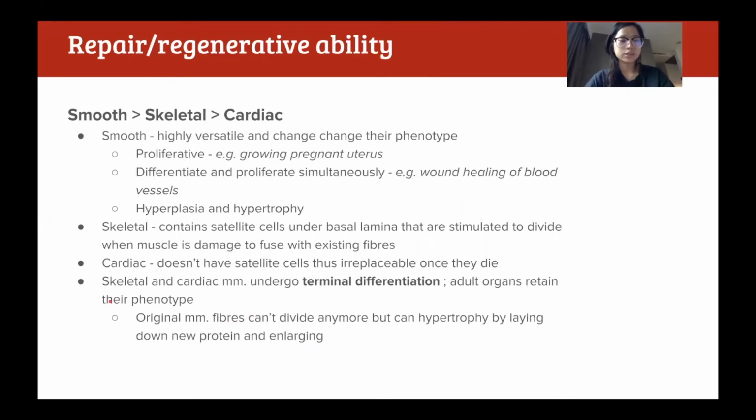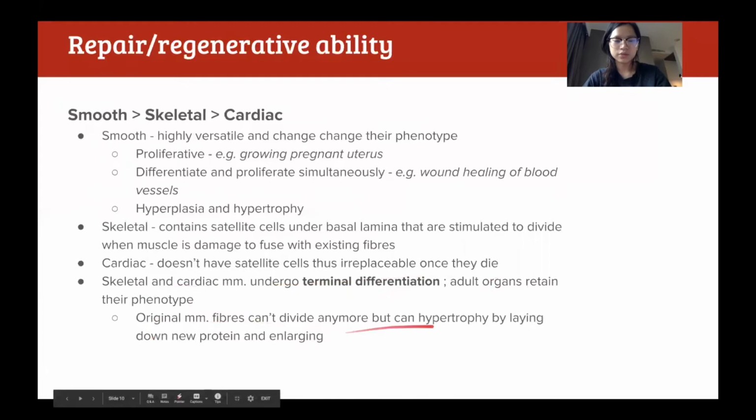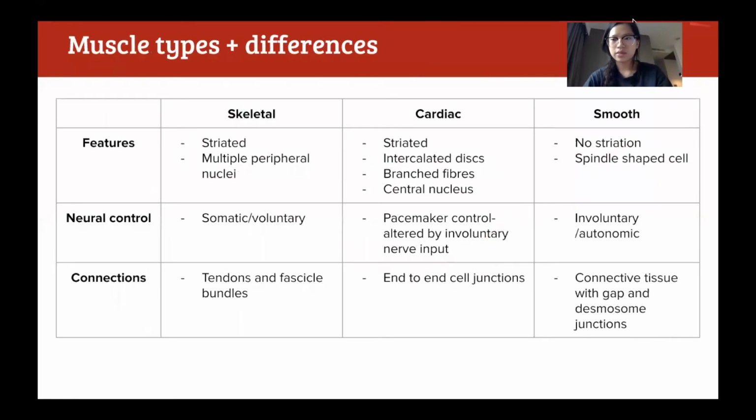Basically, the reason for this is that skeletal and cardiac muscles undergo terminal differentiation. So in adults, the organs retain their phenotype. When they're first embryological cells, after they are differentiated, that's it for them. They can't differentiate anymore. They can't proliferate anymore. The original muscle fibers can't divide anymore, but they can hypertrophy instead, for example in skeletal cells, by having satellite cells lay down new protein and enlarge them. But the original fibers are still the same. There are no new ones. And that's it for me.